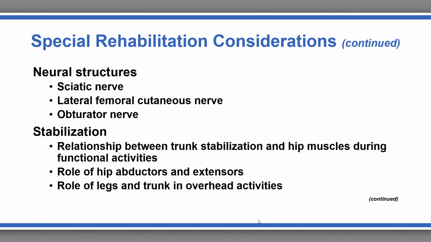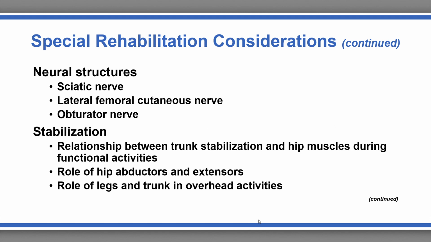As an example, the sciatic nerve passes below the piriformis muscle and through the sciatic notch and extends down the posterior thigh. Entrapment of the sciatic nerve can produce irritation distal to the site of entrapment.